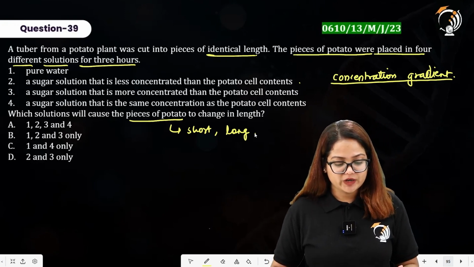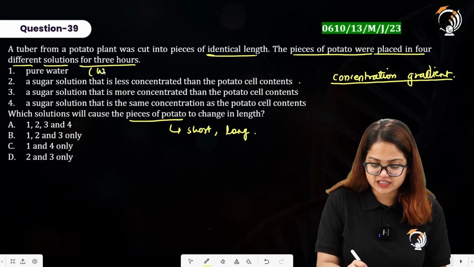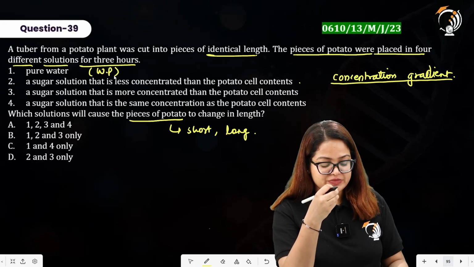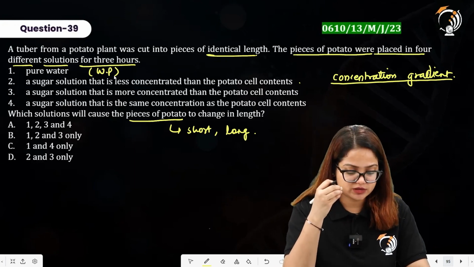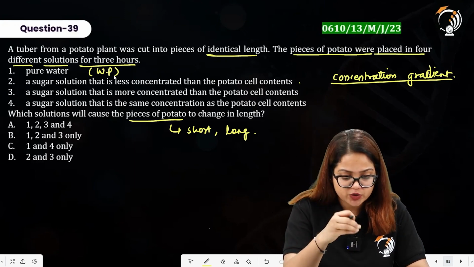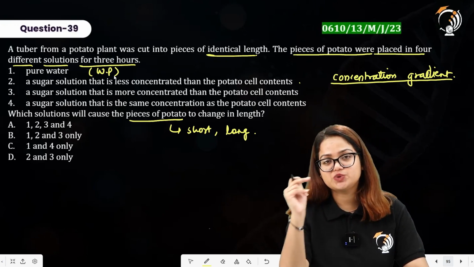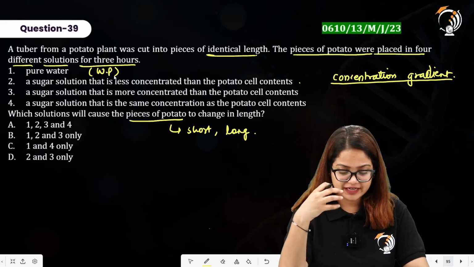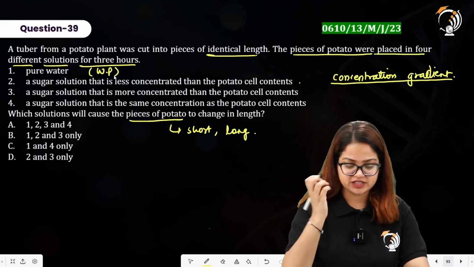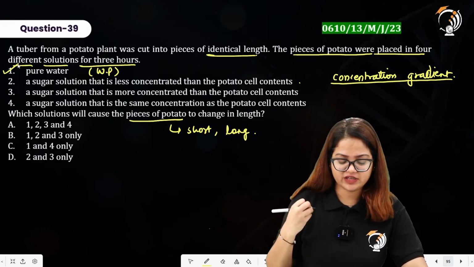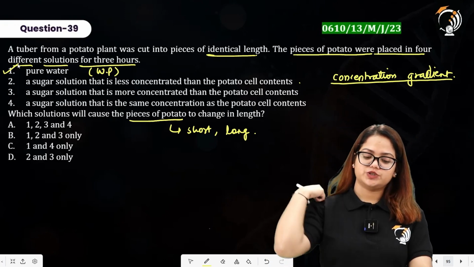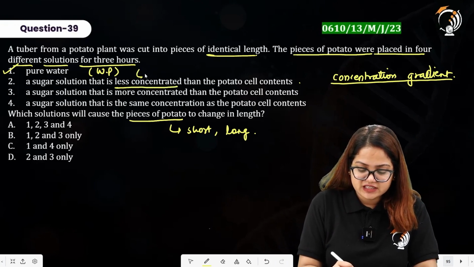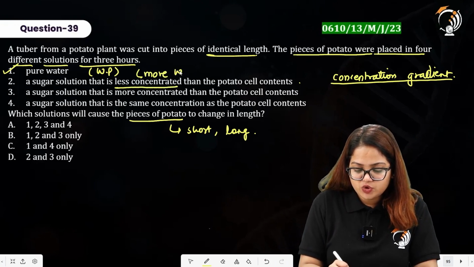So pure water has the water potential that is maximum, and when the potato piece here is placed in pure water, water molecules will move from pure water into the potato piece. This will cause the increase in length of the potato piece. So this will change the length of the potato piece here. A sugar solution that is less concentrated means that it is having more water.